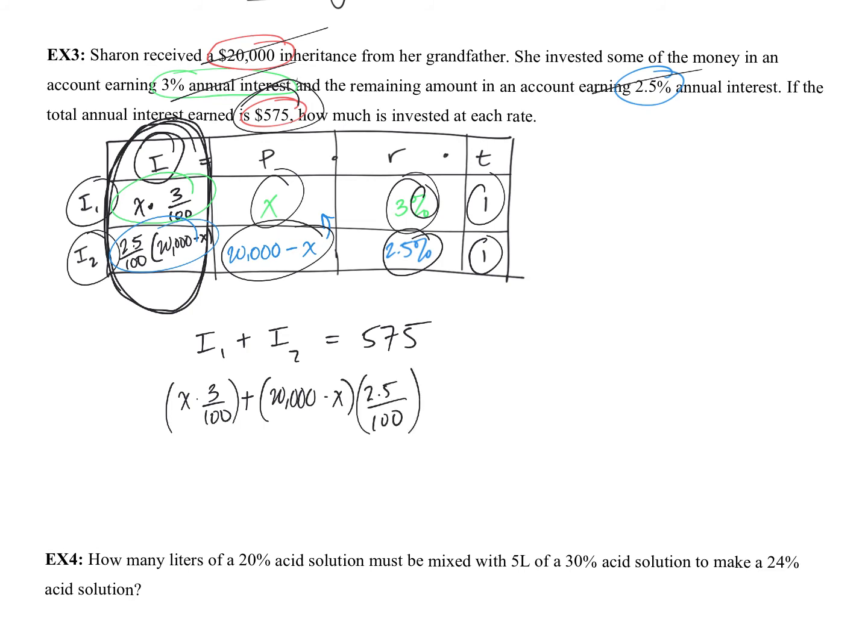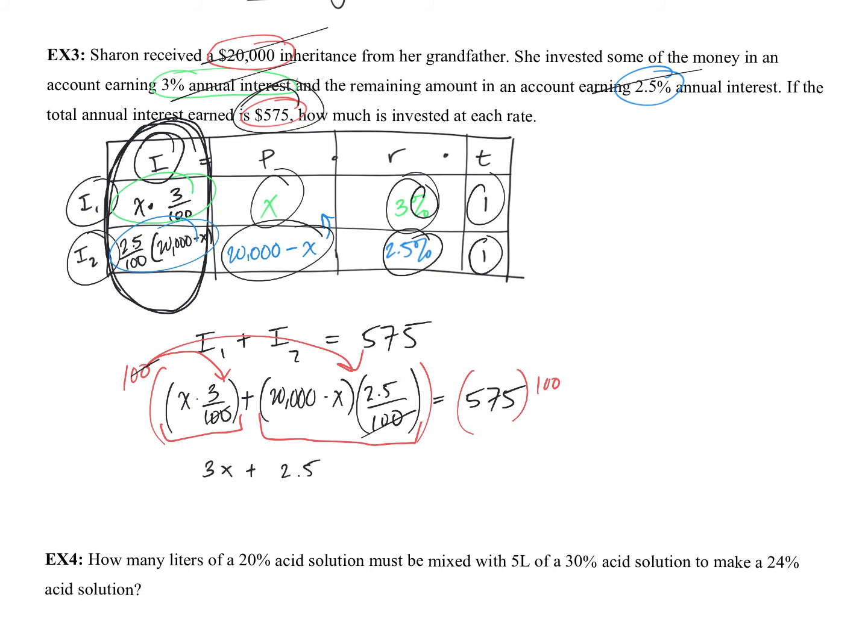Oop, my equal signs aren't lining up that well, but that's alright as long as it's basically in a line. Okay, so solving this, I want to get rid of those hundreds. So I'm going to multiply both sides of my equation by 100 to cancel those out. That 100 gets sent to each of my different factors. There are only 2. And it cancels out with each of them. So I'm left with 3x plus 2.5 times 20,000 minus x equals 575.